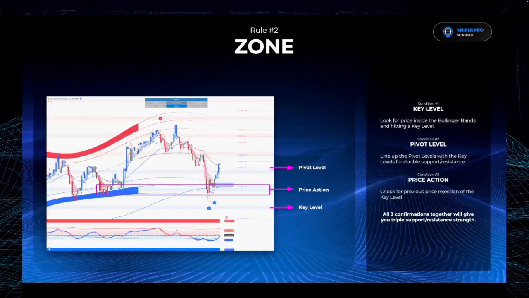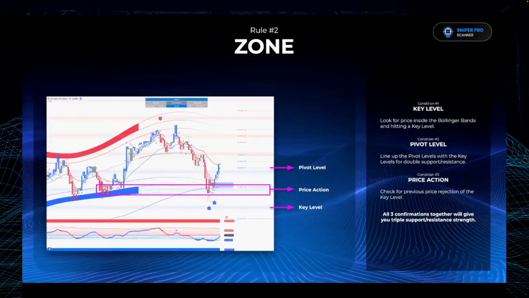And the third thing, to put the cherry on top, is to simply look back at previous price and see if price has reacted at that key level. That key level could have been a previous support or a resistance. It does not matter. But if price has reacted from that key level, that right there is validating the key level. And these three elements together will triple your support and your resistance strength, making it a very valid zone you can expect a price reaction from.